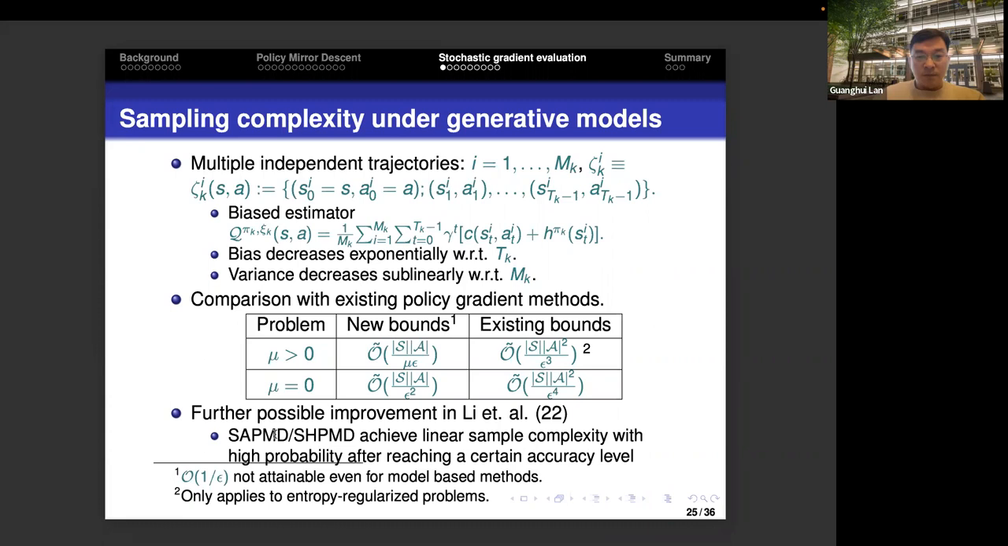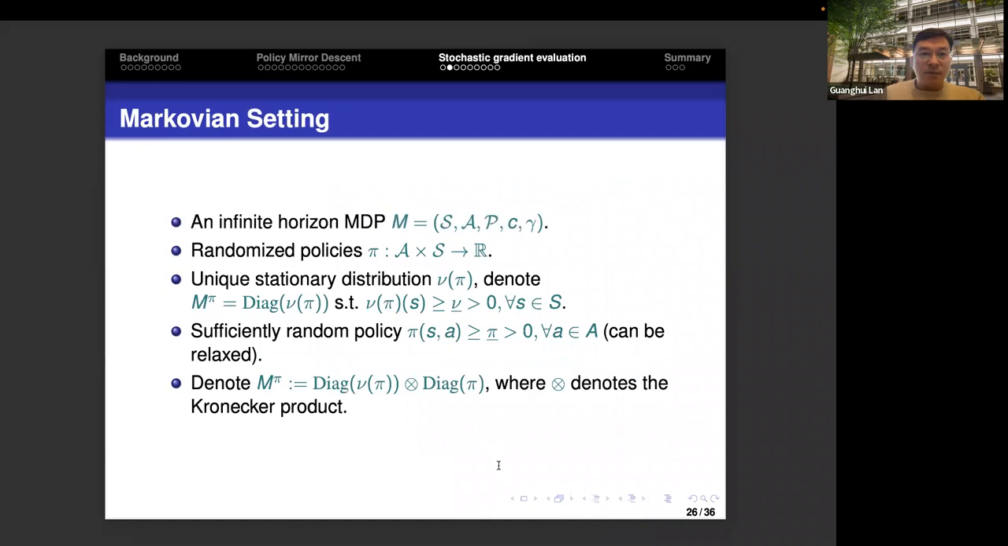There are some further possible improvements in the high probability sense. We can show that the homotopic PMD can achieve linear sample complexity after it reaches a certain accuracy level with high probability. So how about the different, more challenging Markovian setting? In that setting, you have access only to the trajectory.